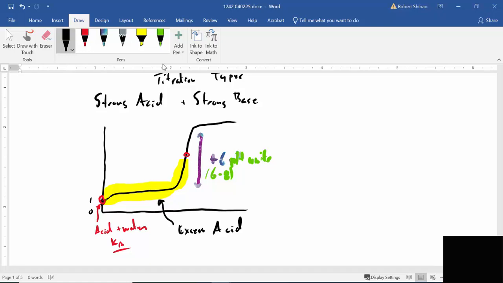And so if we do an example of this, it would be like HCl and sodium hydroxide. Normally we want to calculate some points, so we'll calculate the initial pH. This is Ka. And then we go into the excess acid region.